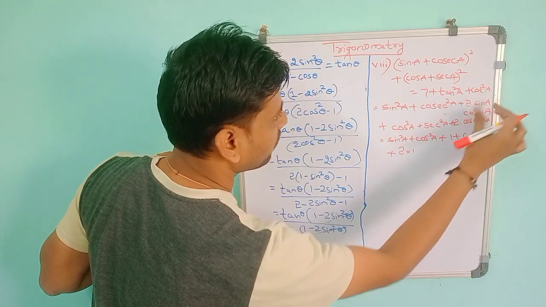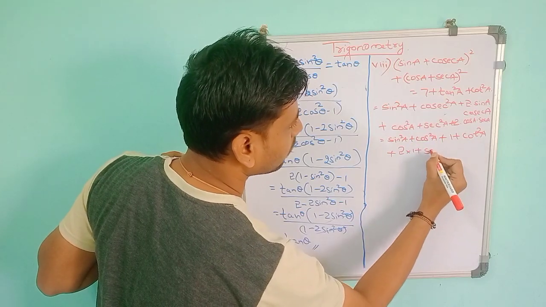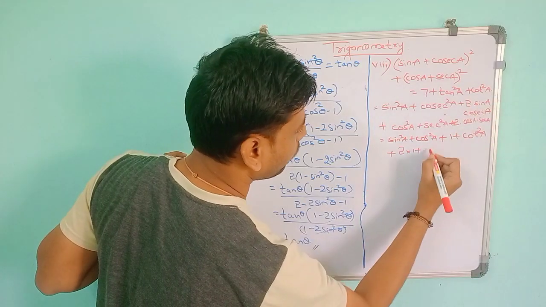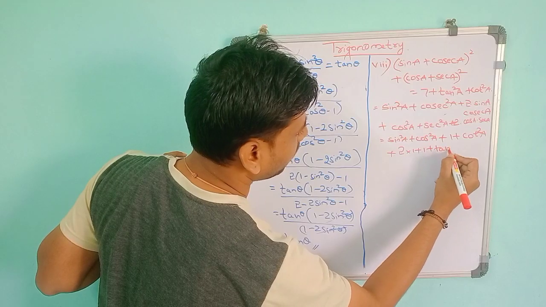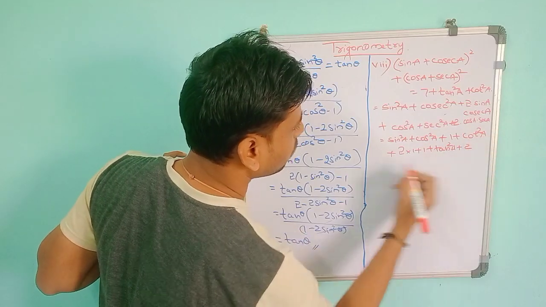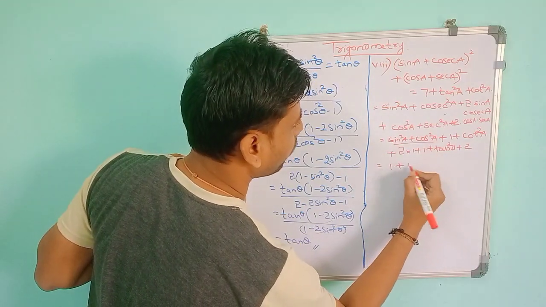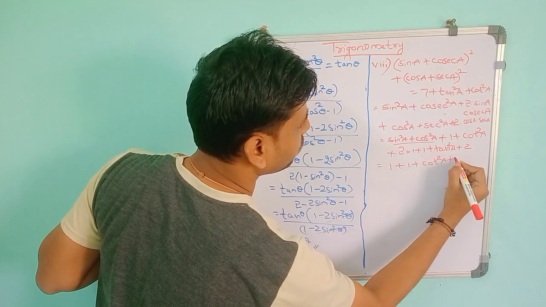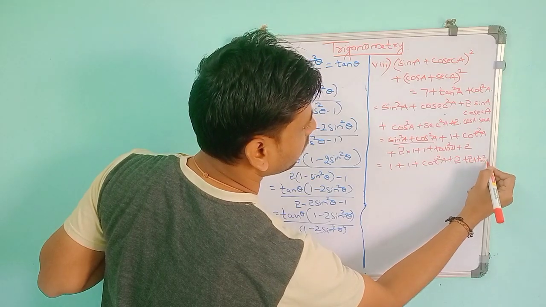This is reverse trigonometry, so it will be 1, like that, plus sec square A. I will write in terms of tan square A. We want tan square and cot square. So we have sec square A in the form of 1 plus tan square A. Then 2 cos into sec is 2. Therefore sin square A plus cos square A is 1, plus 1 plus cot square A, plus 2, and plus 2 plus tan square A.